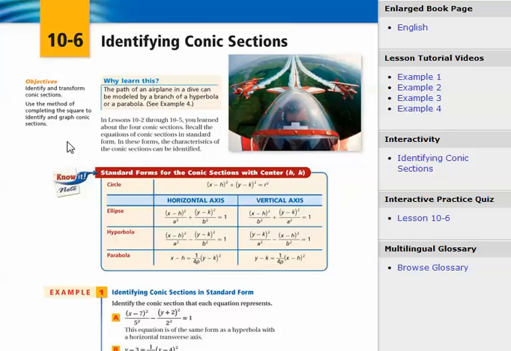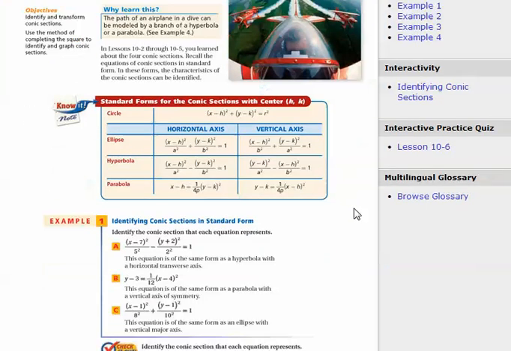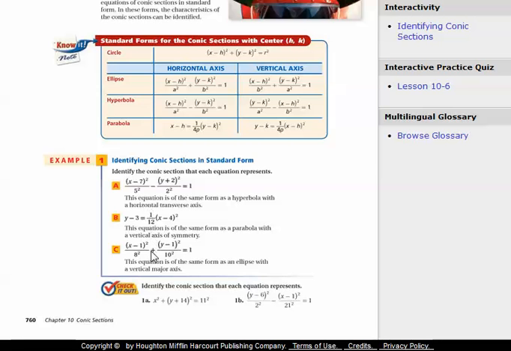Also, in section 6, we're going to be identifying conic sections, so this is kind of putting everything together. And we have our standard form for each of these. So we have our circle, and then we have ellipse, hyperbola, and parabola, depending upon if it's horizontal or vertical. And they're going to give you different types of equations, and you have to be able to identify them.